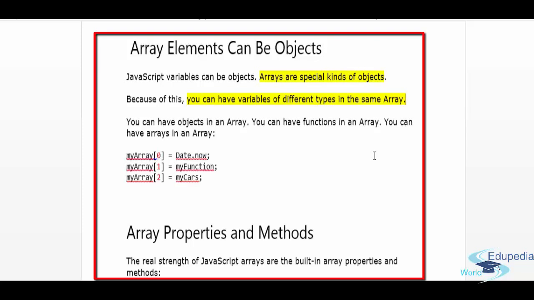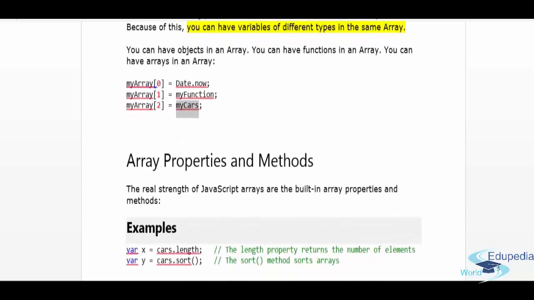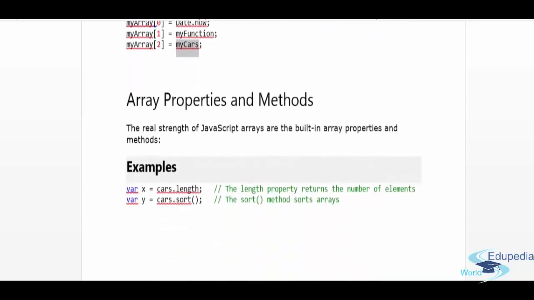You can have objects in an array. You can have functions in an array. You can have arrays in an array. Date.now object, my function or method. Alright, array properties and methods. Can you now appreciate the vastness of an array? Pretty cool.